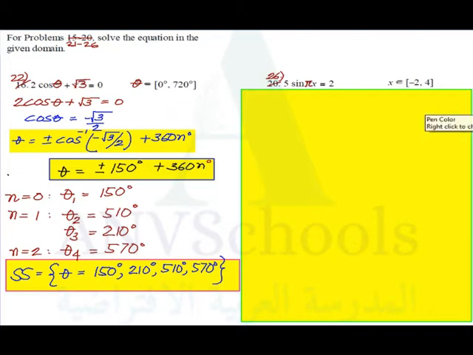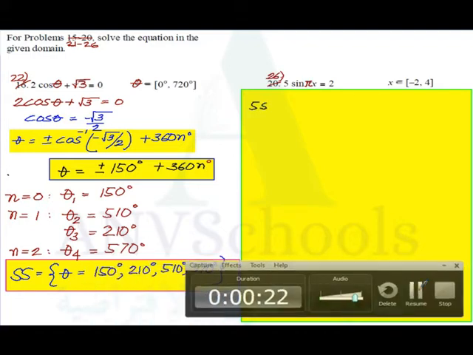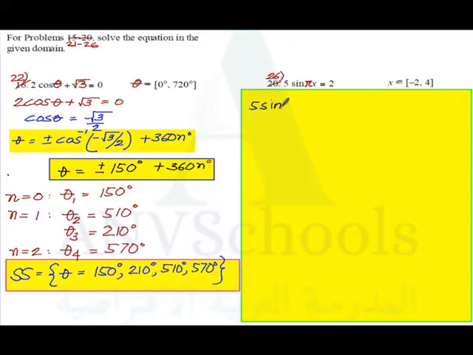Starting with the given equation, 5 sine pi x is equal to 2. And this will give us a form which is x equals 1 over pi, and we have arcsine of 2 over 5. Okay?